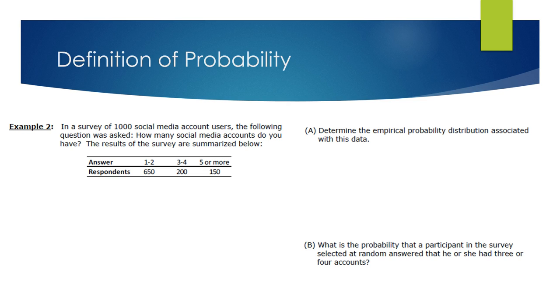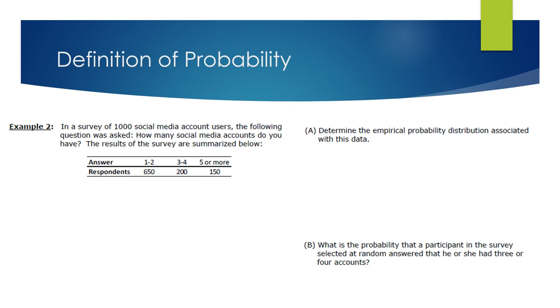They want you to determine the empirical probability distribution associated with the data, and you can do the entire distribution because you only really have 3 subsets. You only have 3 events because they're only going to fall into the category of 1 or 2, 3 to 4, or 5 or more.